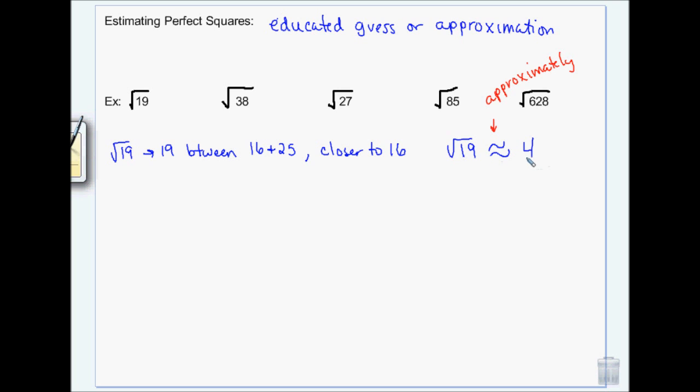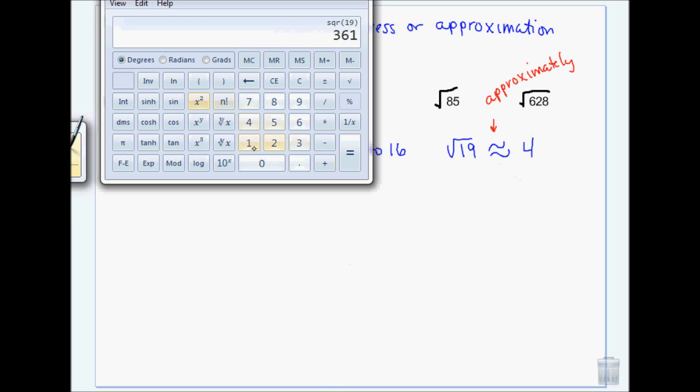I'm making an estimation. Is that a legitimate answer? Yeah. As long as you don't put equals. Because it doesn't equal 4, but it's close to 4. And if you want to check it, where's my square root? There it is. 4.358. See, it's close to 4.